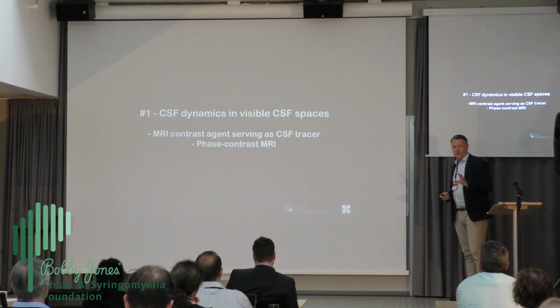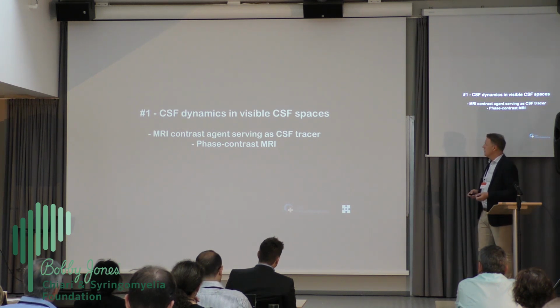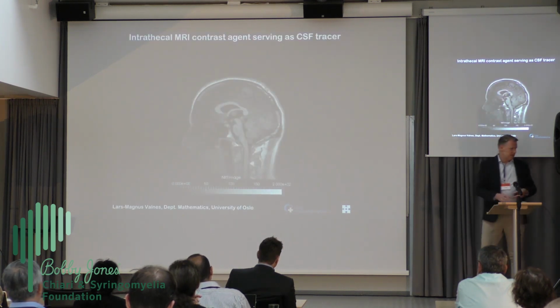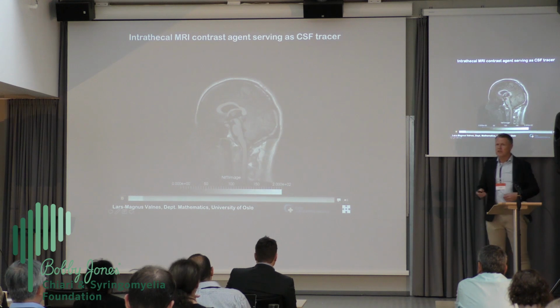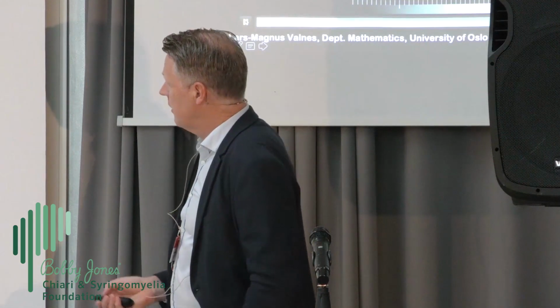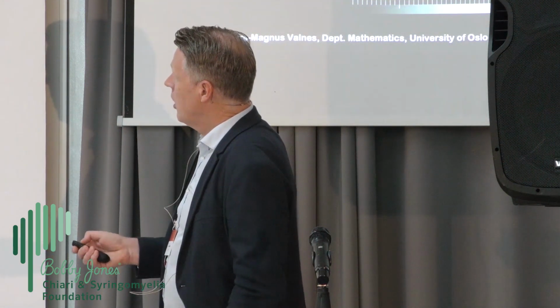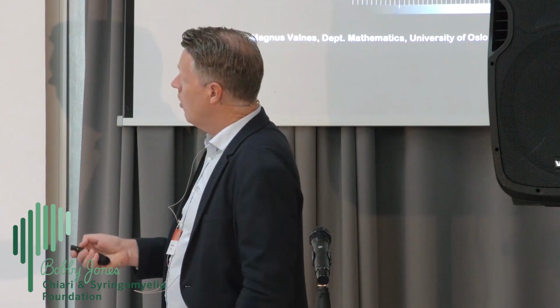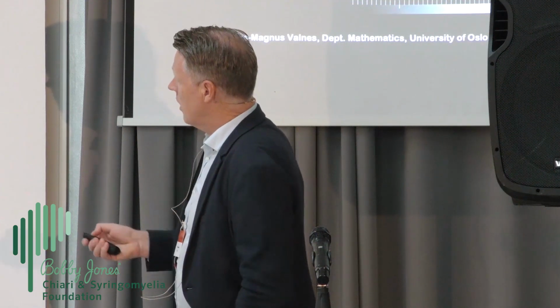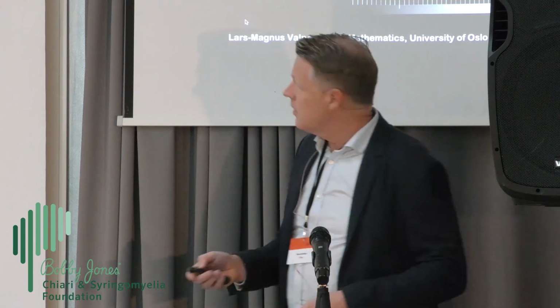So, to begin with, first to look at CSF flow in CSF spaces and movement of tracer, particularly addressing these normal pressure hydrocephalus patients. What we have used is applying a CSF tracer in the spinal cord, and then we can look at how this CSF tracer is moving to the CSF spaces and into the brain of the patients, and how this is occurring over time.